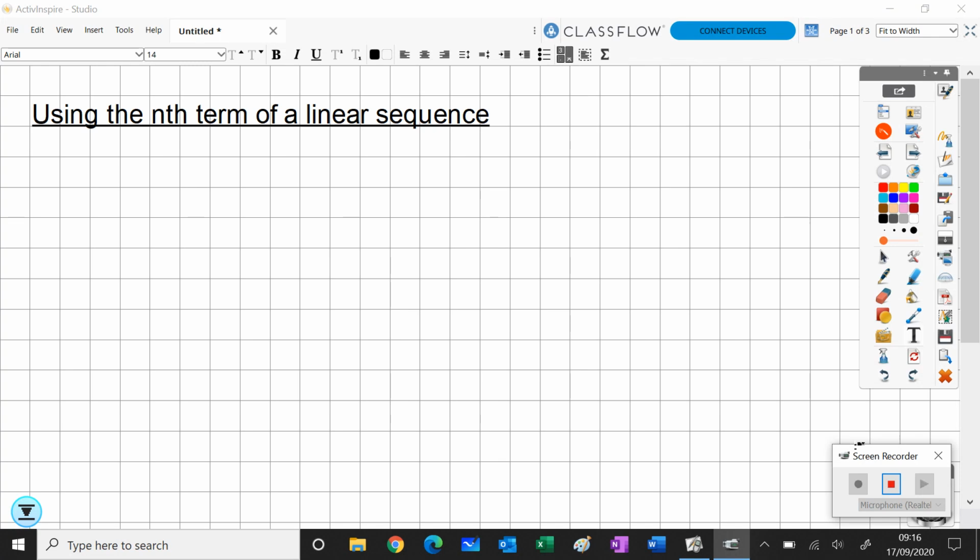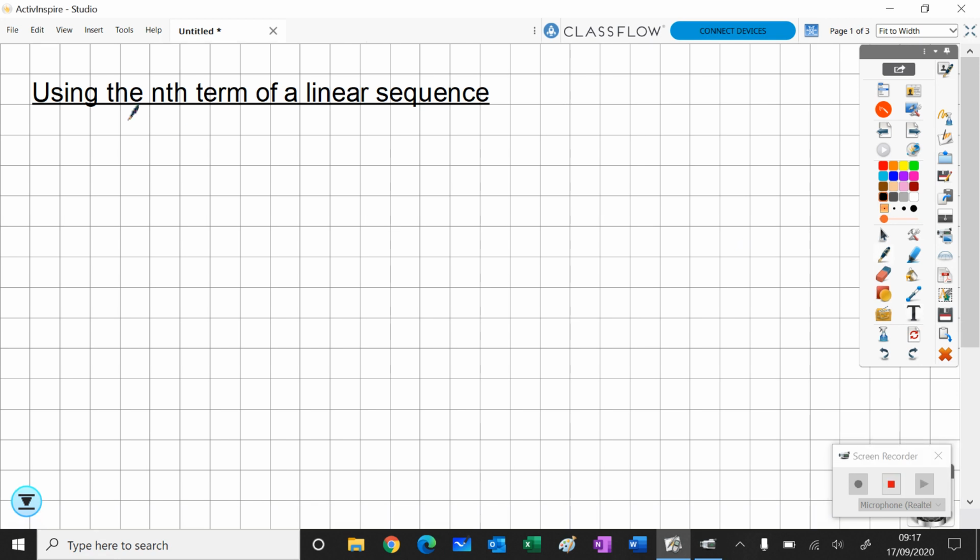how we use the nth term of a linear sequence. Now, that might sound very complicated, but it's actually not bad at all. Let's look at an example.